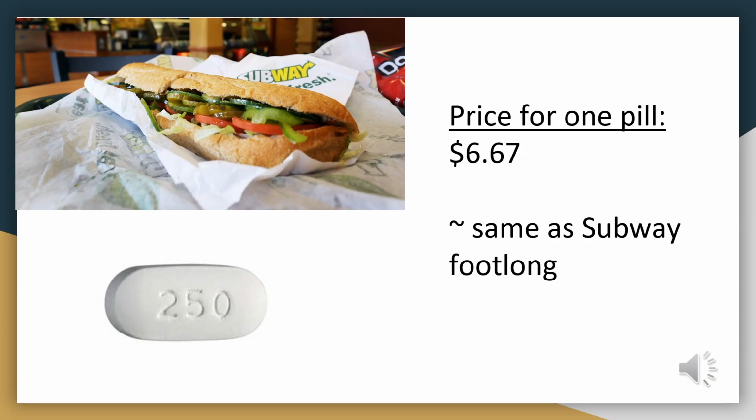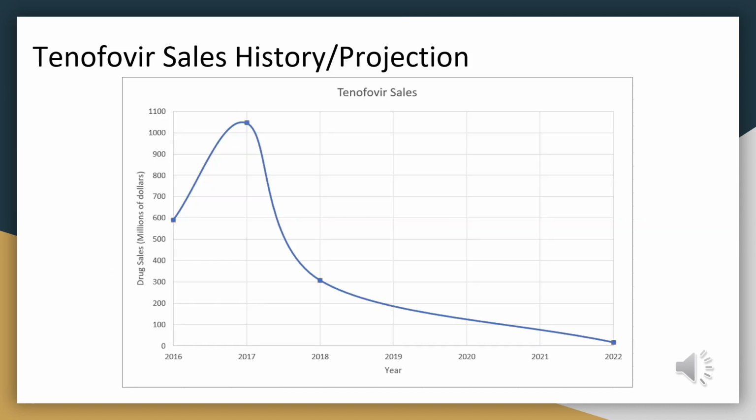A 250 milligram pill of tenofovir costs $6.67, which is about the same if you think about it as a Subway footlong. Tenofovir was manufactured by Gilead Sciences back in 2001. Since then, it started to trend upwards. So in 2016 to 2017, they reached over $1 billion in annual sales. But in recent years, it's projected to drop to $15 million in 2022.